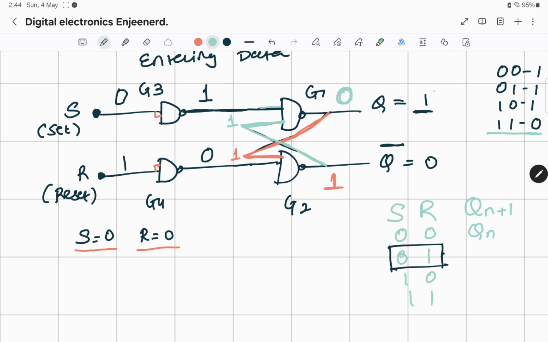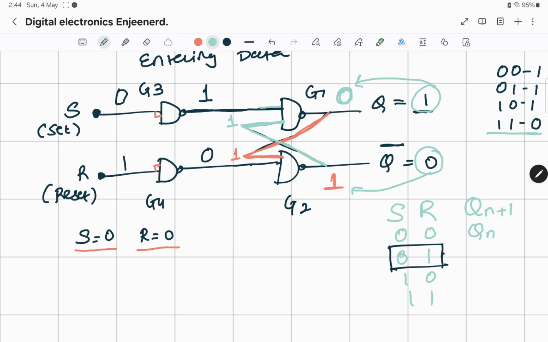So what was the previous state? It was 1, which has now turned to 0. And Q bar, which was 0, will turn to 1. Are these two complements of each other? Of course. 0 is a complement of 1.